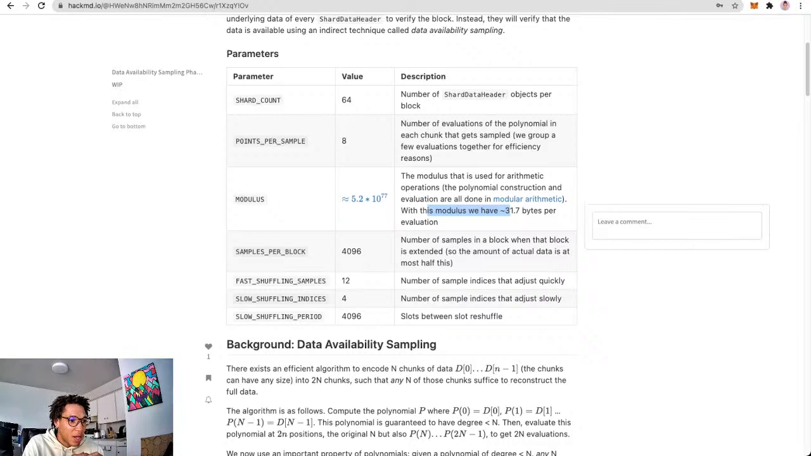Okay. Fast shuffling samples. The number of samples indicates the number of sample indices that adjust quickly. Slow shuffling indices, 4, the number of sample indices that adjust slowly, and slow shuffling period. So these are the slots between slot reshuffling: 4,096 slots between slot reshuffle, and 4,096 is the number of samples in a block when that block is extended.